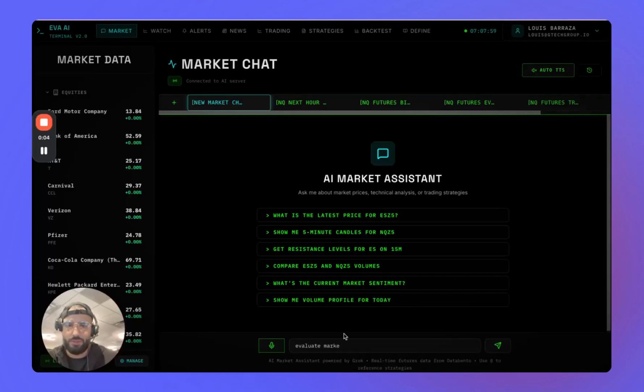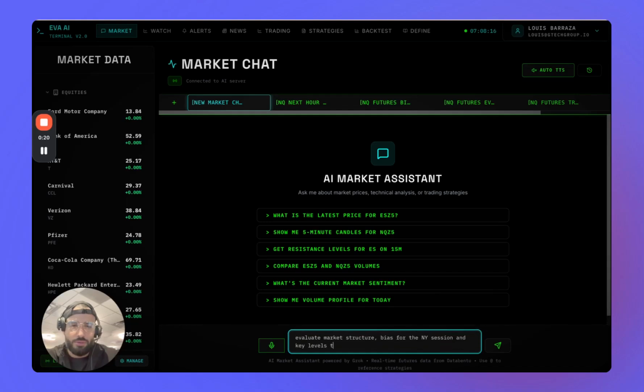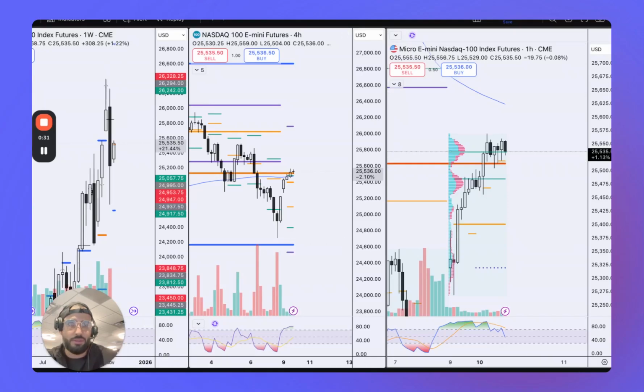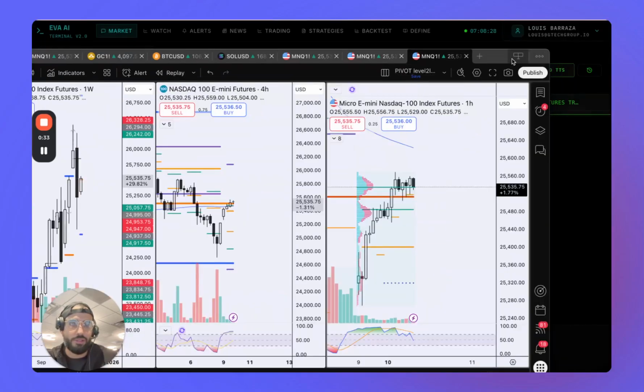So we're going to start using our AI to evaluate market structure, bias for the New York session, and key levels to trade from. We're going to start by opening it up and letting the AI do its thing, and then we're going to start evaluating here on the price chart.